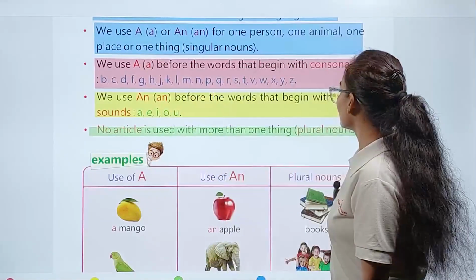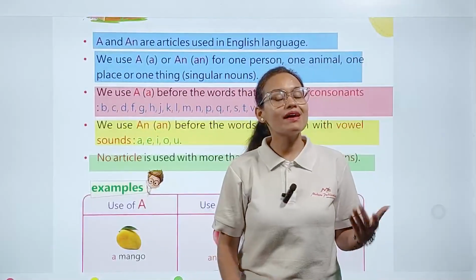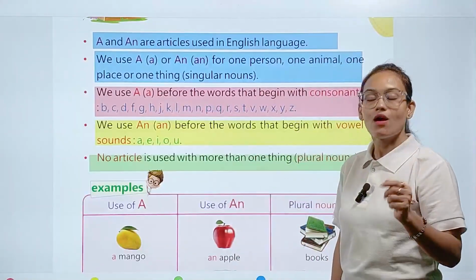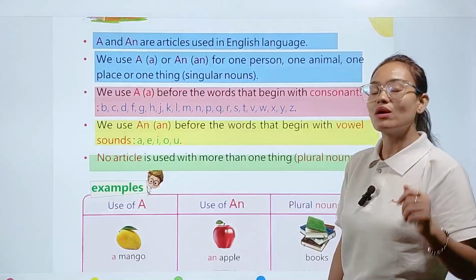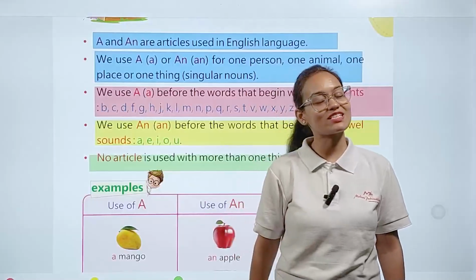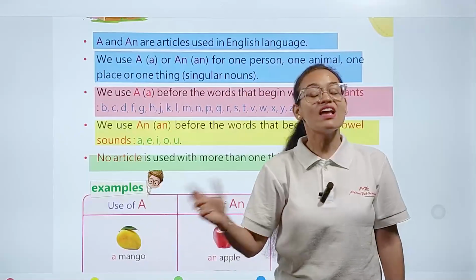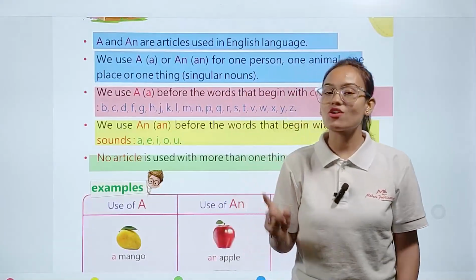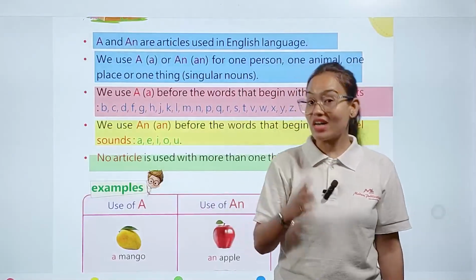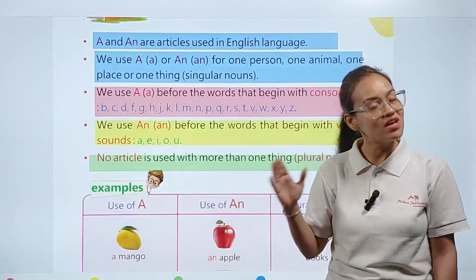Now see. No article is used with more than one thing, that is, plural nouns. What happens if anything is more than one? Here we are talking about only one thing, one person, one animal. But what if we are talking about 2 animals, 2 places, etc.? In these cases, my dear students, we are not going to use A or AN. Remember, whenever we are talking about a singular noun, we use A or AN, and whenever we are talking about plural things, we do not use any article.